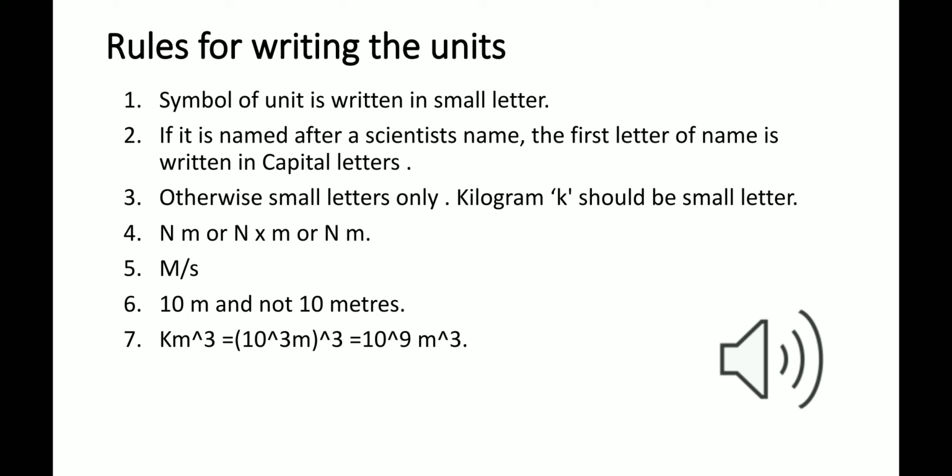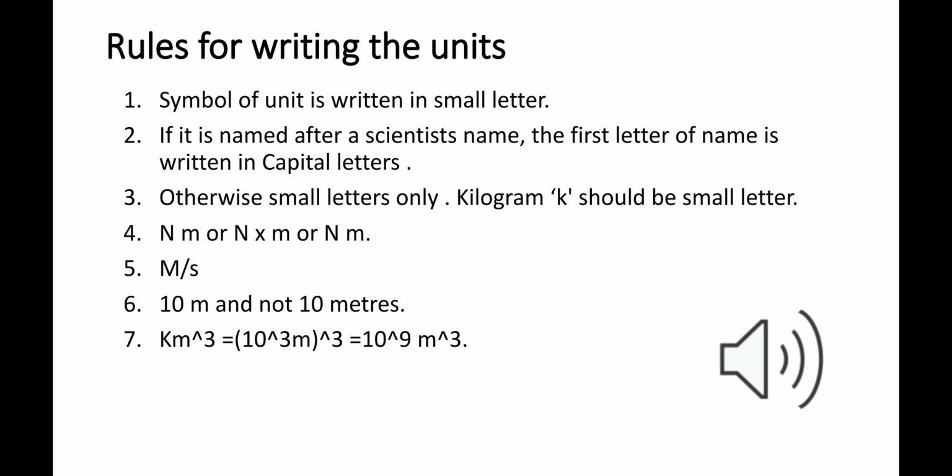So in that case, unit of velocity, suppose we take unit of velocity, it will be meter per second. Unit of power, joule per second, expressed as joule. Joule is the name of a scientist, and per second. Then next one is the unit in its short form is never written in plural. Like we have 10 meter. Now we will not write 10 meters. We will write 10 meter.